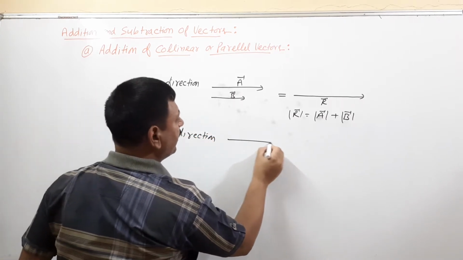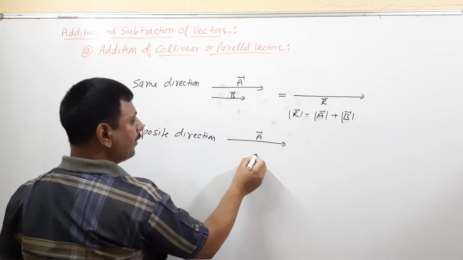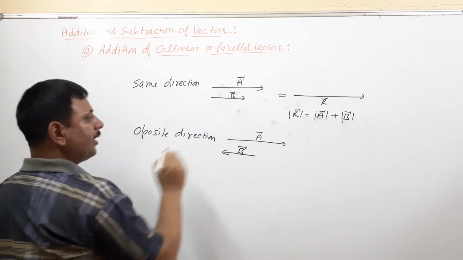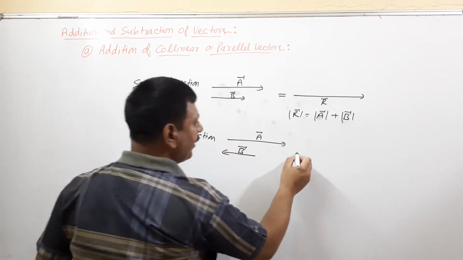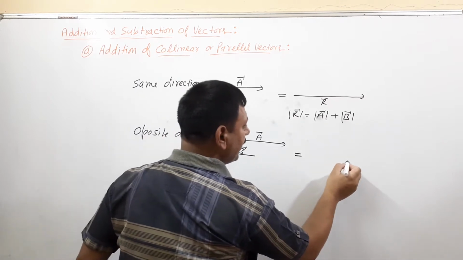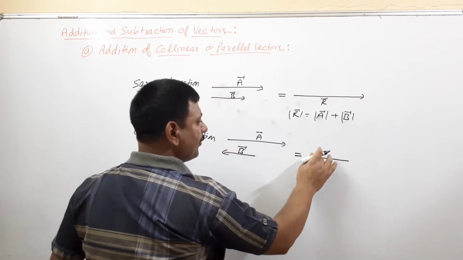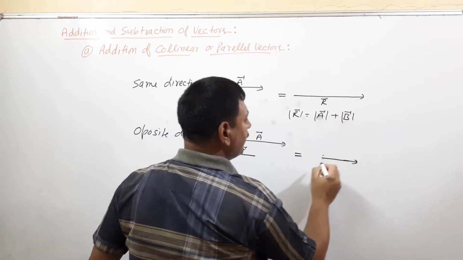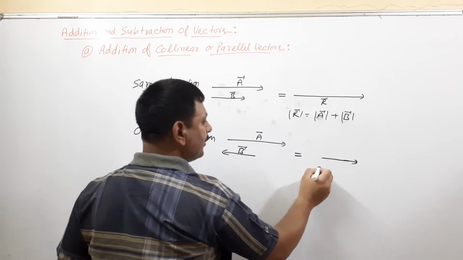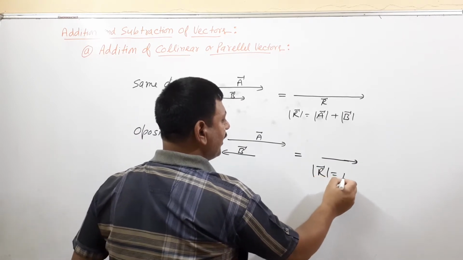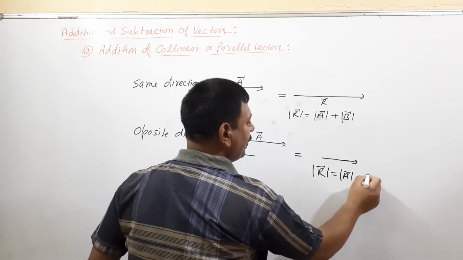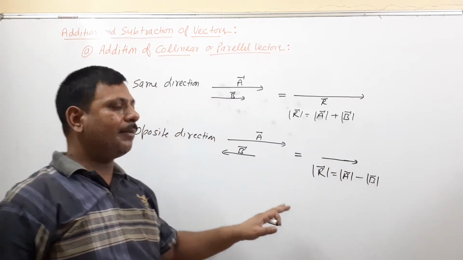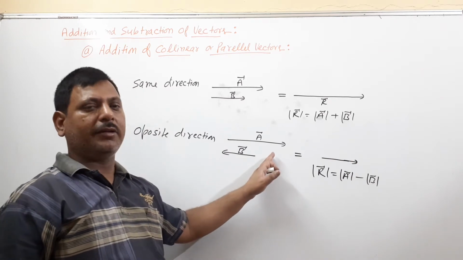Suppose this is one vector A, another vector is B. What will be the resultant? The resultant of this vector will be this, whose magnitude is what? The magnitude of this is the difference of the magnitudes of them. Here the direction of the resultant vector will be the direction of the greater vector.